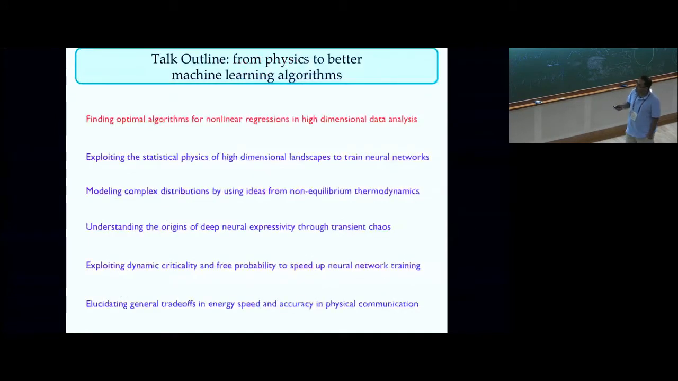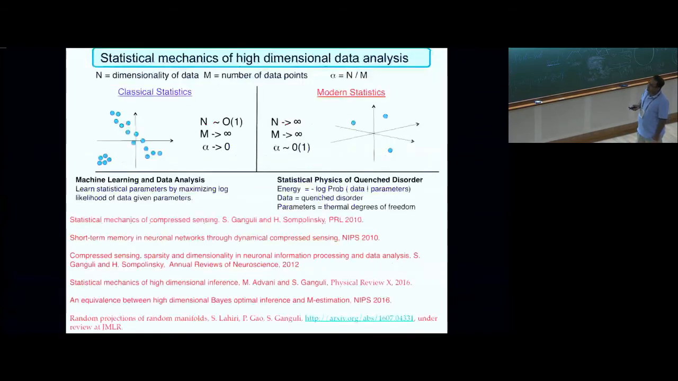Okay, so let's start with the first topic, optimal algorithms and nonlinear regression in high-dimensional data analysis. So what is high-dimensional statistics? It's actually a relatively new subfield of statistics that deals with the modern way that we now collect data, right? There's been a cultural revolution in the way that we collect data.